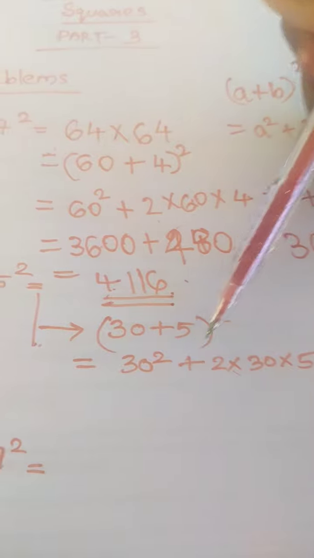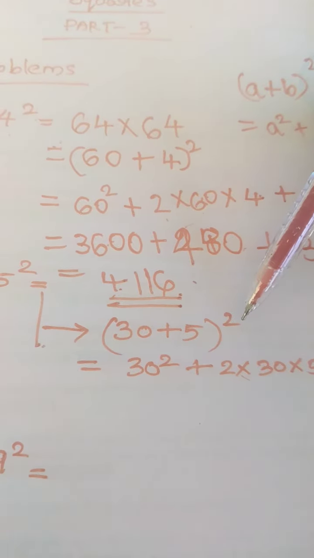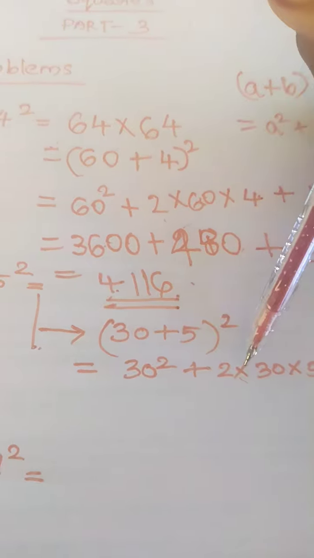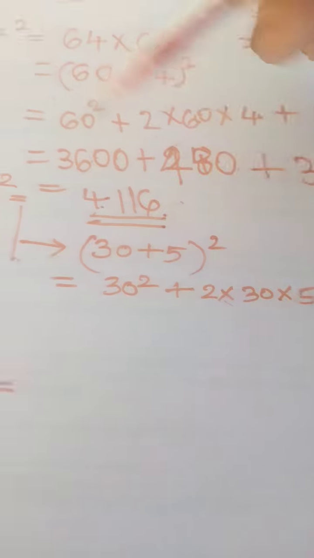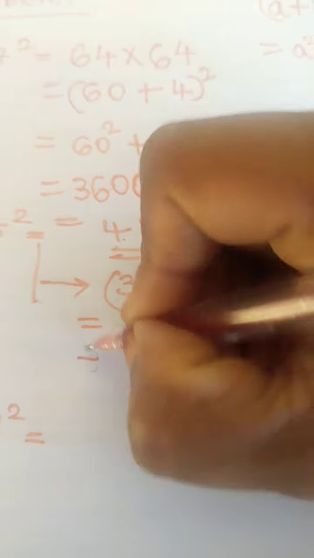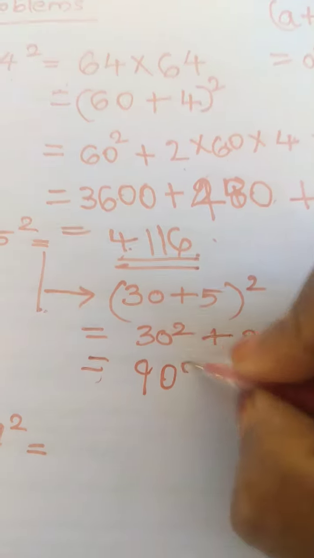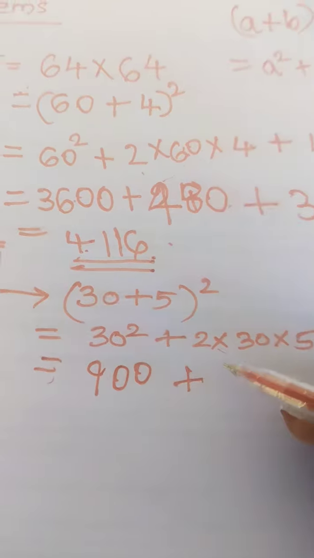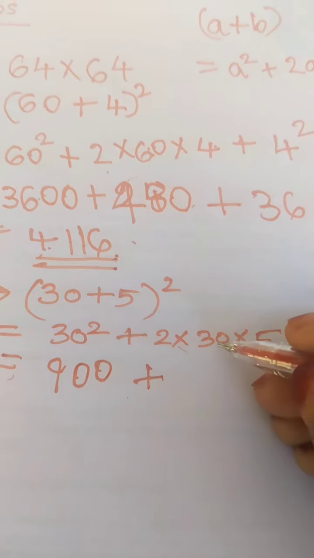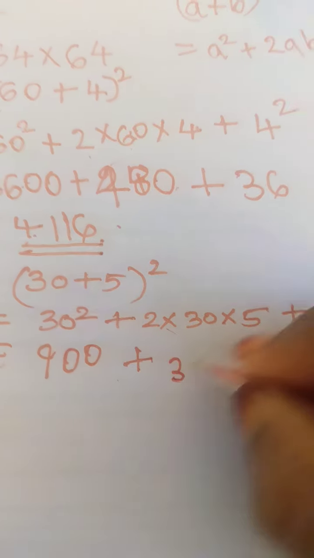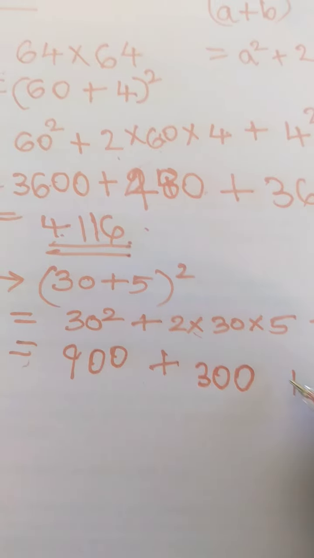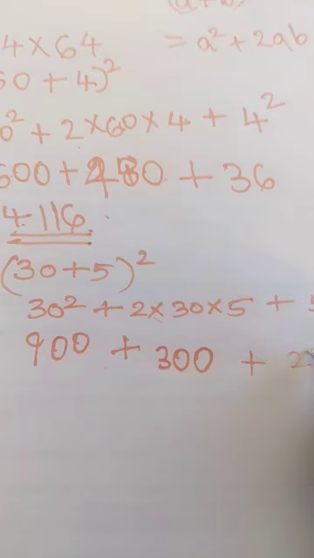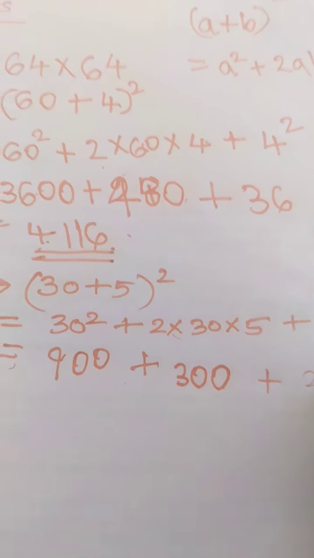35 square. We have to write 13 plus 5 all raised to square. Then 13 square plus 2 into 13 into 5 plus 5 square. Then 13 square 900 plus 2 into 30. 2 into 3 6. 6 into 5 13. Then we add 0 right side. Then 5 square 25.